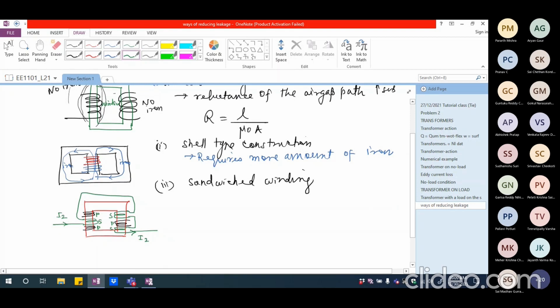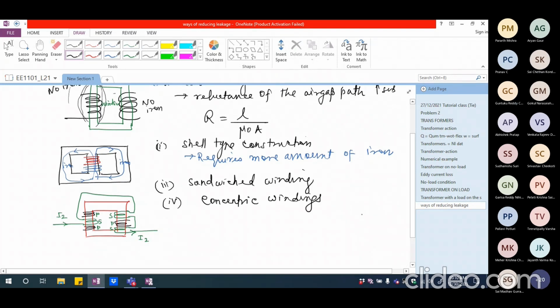So you will not have completely one side the primary flux or leakage flux which is not linking with the secondary at all. That will not happen. So when you sandwich the windings together, then the leakage is minimized automatically. And the fourth one, which is again very commonly used, is concentric windings.